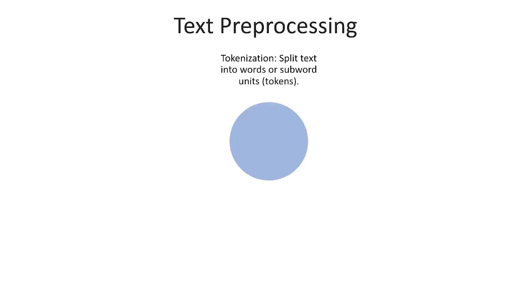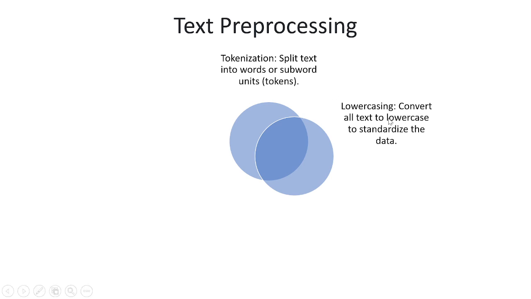Then we'll start text pre-processing. As we have discussed about NLP-based architecture, NLP generally works on textual data. So once we are getting the textual data, meaning a paragraph or a sentence, then we'll split the sentence or the paragraphs, split the text into words or subwords. So these words or subwords or units are called tokens. Okay, first it is tokenization.